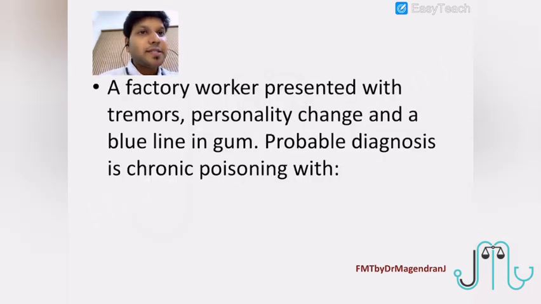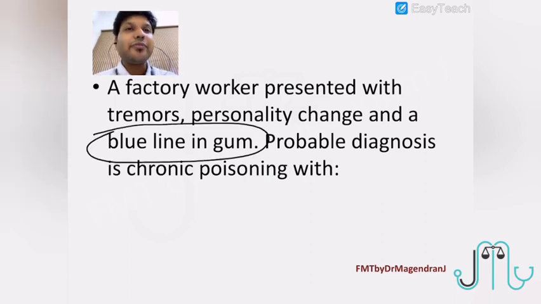A factory worker presented with tremors, personality change, and blue lines in the gum. Probable diagnosis is chronic poisoning with. Before saying the options, first let us localize, let us narrow it down to which metal it could have been. Tremors and personality change, and blue lines in the gum. Listen, friends, most of the people have been thinking of lead because you see blue line in the gums.